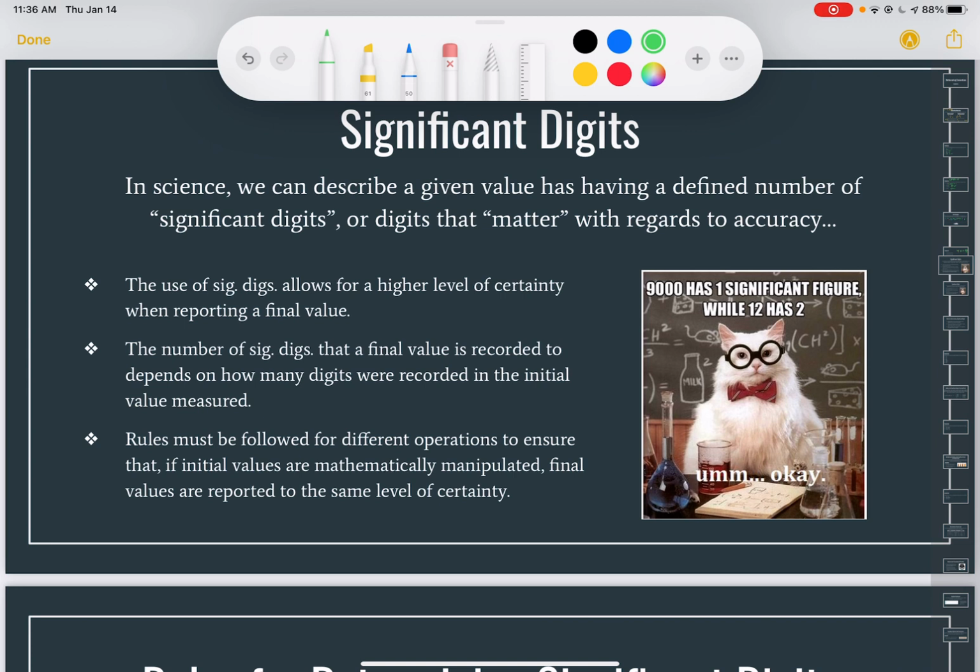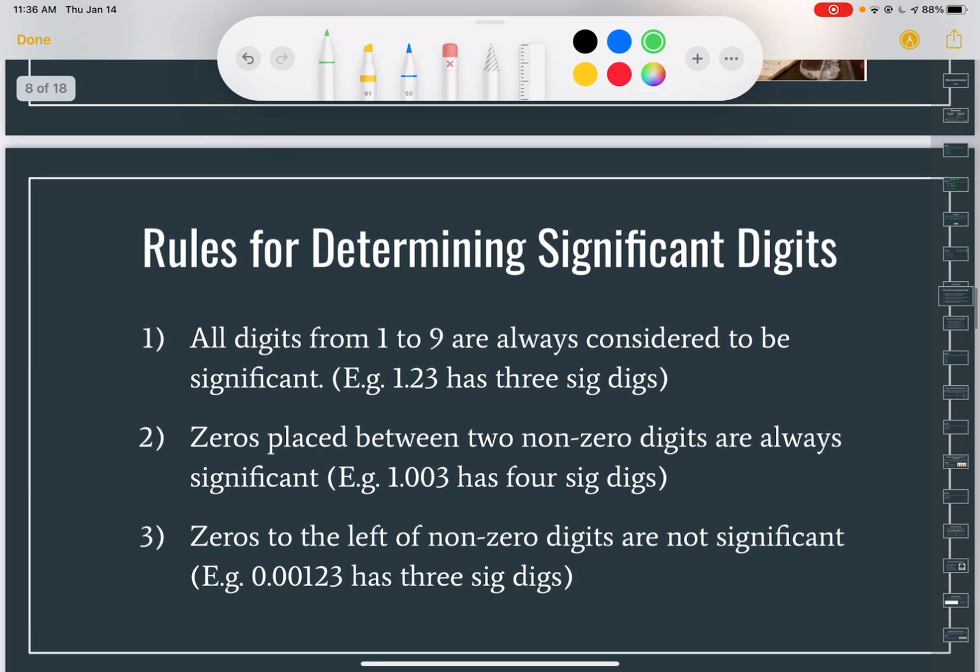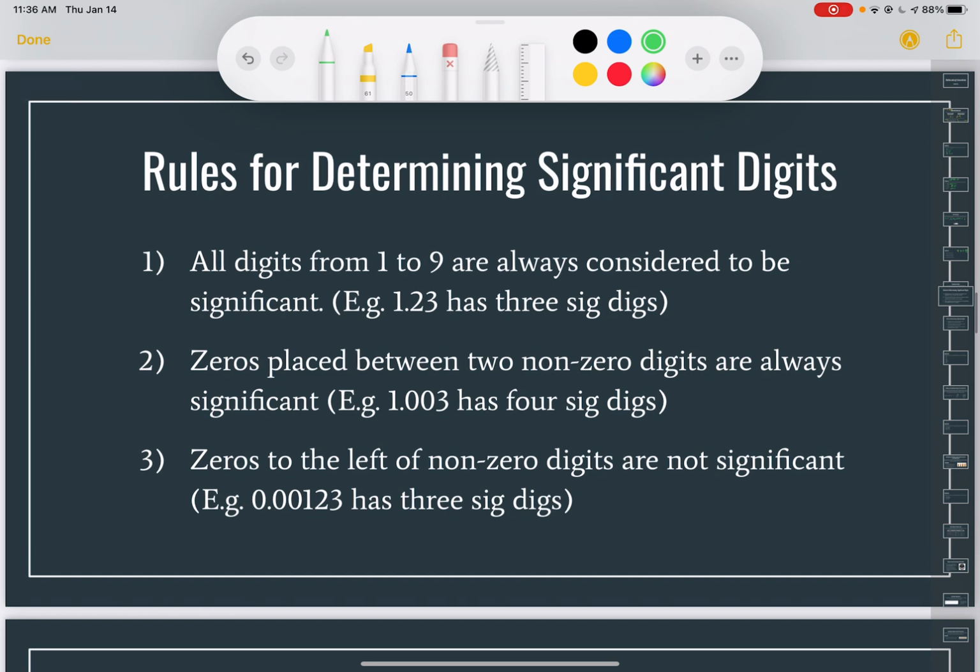Okay, so let's just go over some of the rules of significant digits. Sometimes people will call it significant figures. That's what I was taught, so I call it sig figs. This calls it sig digs. Whatever you want to call it. So it says all digits from 1 to 9 are always considered significant. So if we have the number 1.23, then all of those digits are significant. Zeros placed between two non-zero digits are always significant as well. So if we have 1003, all of them are significant, even though they're zeros, because they're sandwiched in between.